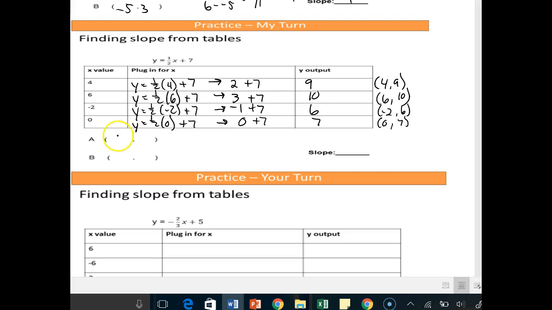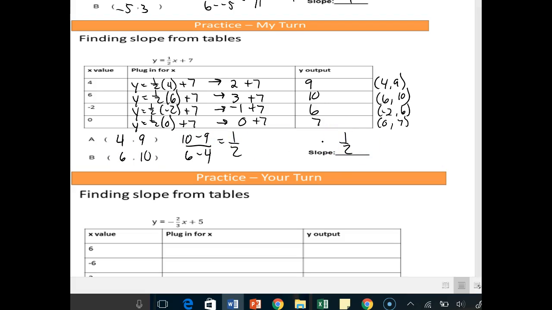The slope, I decided to use 4, comma 9 and 6, comma 10. In fact, I like keeping stuff positive, so I'll do it backwards. 10 minus 9 over 6 minus 4. Right? As long as I start with this one, I got to start with that one on the bottom. So I got 1 over 2 as my slope.